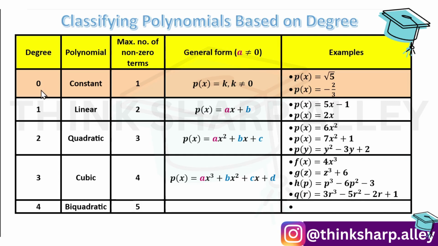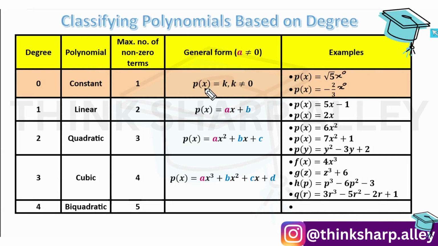Now, let us understand why the degree is 0. Because any constant term can be written as root 5 into x to the power 0, or minus 2 by 3 into x to the power 0. So over here, the highest power of the variable with non-zero coefficient, remember the coefficient has to be non-zero, is 0. That's why the degree is 0.